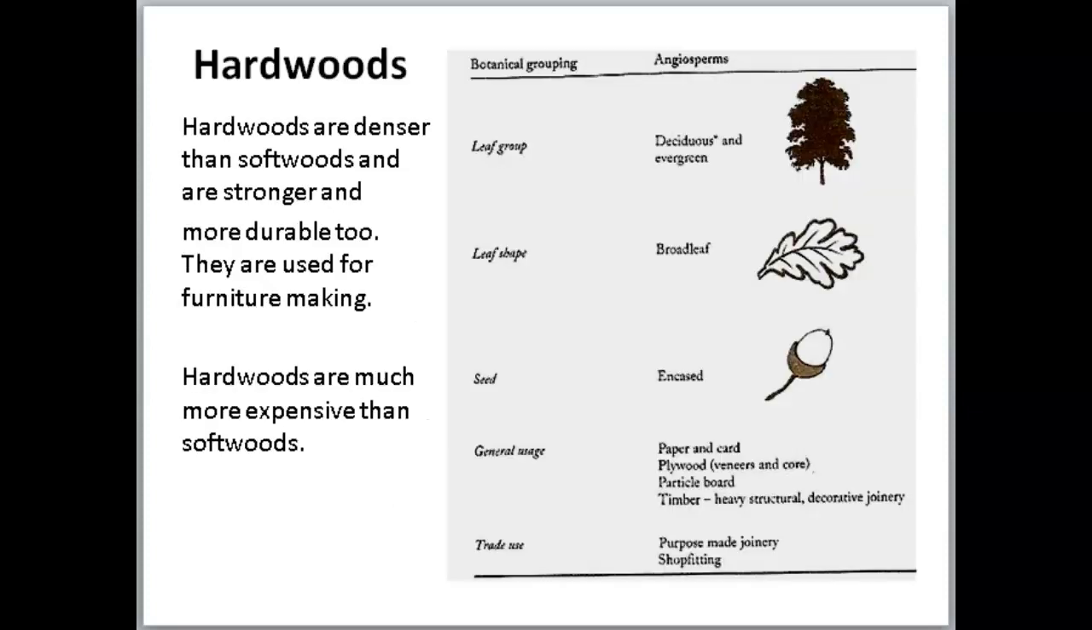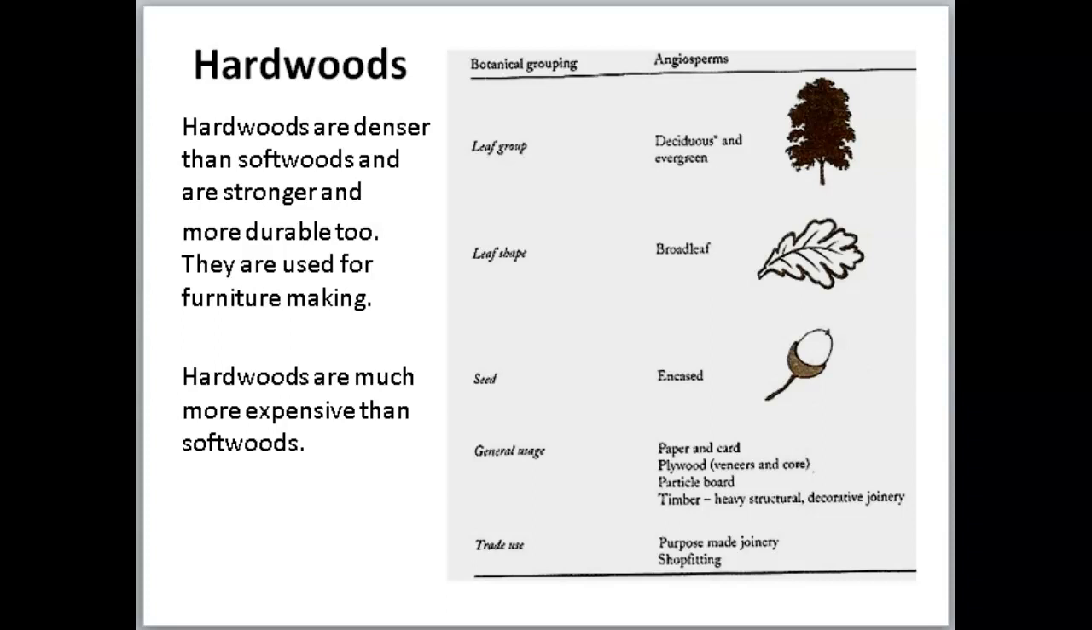The diagram shows you a typical example of the elements that relate to hardwood. Now, hardwoods are denser than softwoods and are stronger and more durable too. They are used for furniture making. They are also much more expensive than softwood.